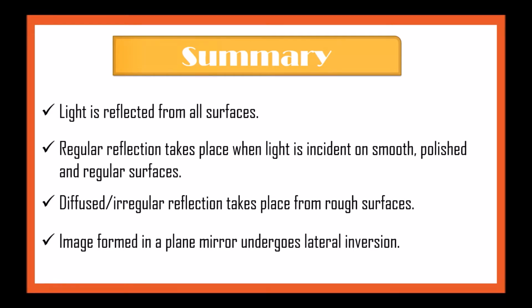Light is reflected from all surfaces. Regular reflection takes place when light is incident on smooth, polished and regular surfaces. Diffused or irregular reflection takes place from rough surfaces. Image formed in a plane mirror undergoes lateral inversion.